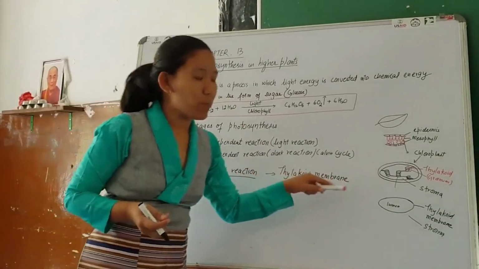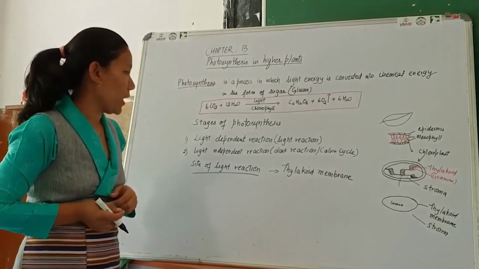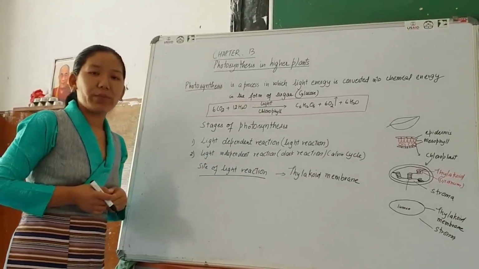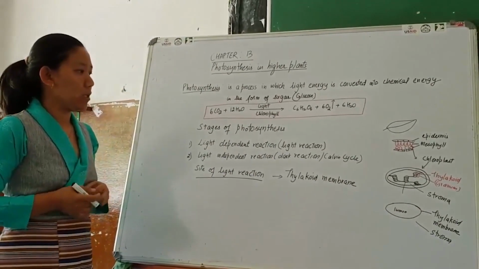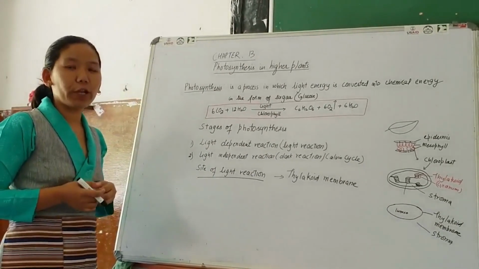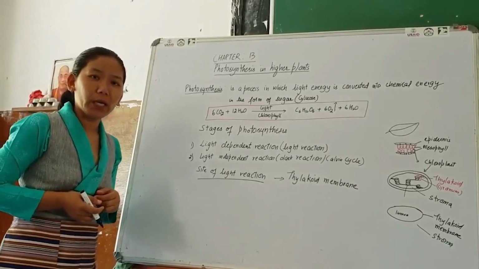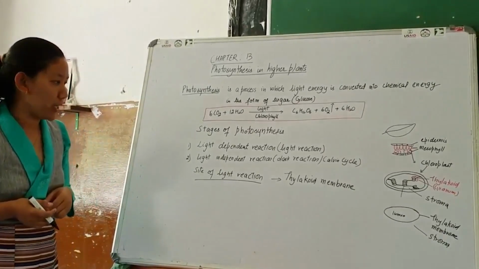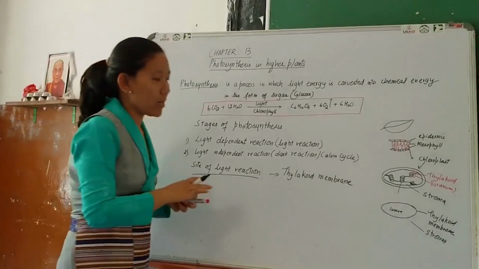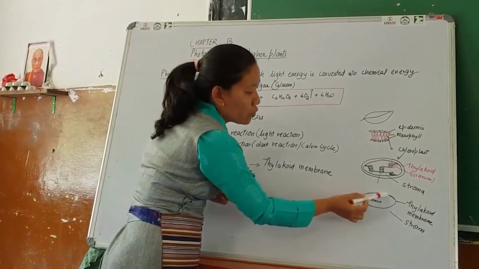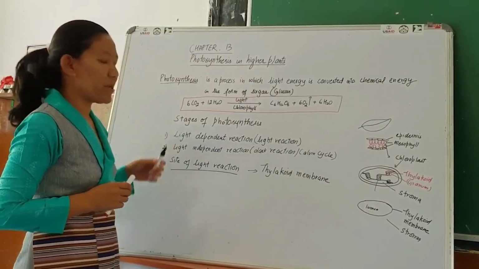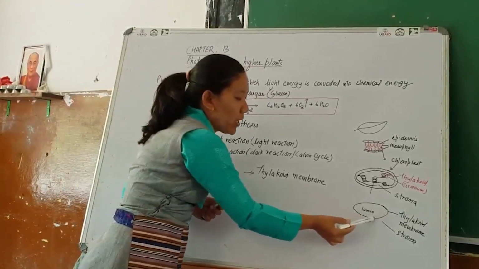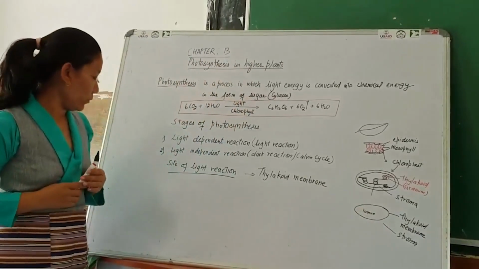So what is so special about thylakoid membrane? Yes, this thylakoid membrane contains the light harvesting pigments. To name a few, we have chlorophyll A, chlorophyll B, xanthophylls, and carotenoids. All these are found on the thylakoid membrane. So that is why the light dependent reaction takes place on thylakoid membrane.